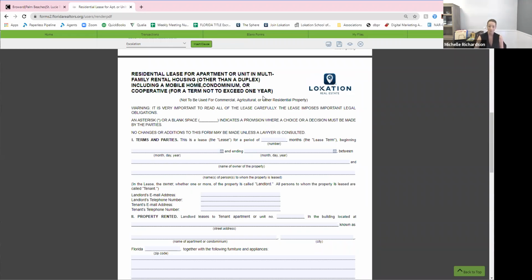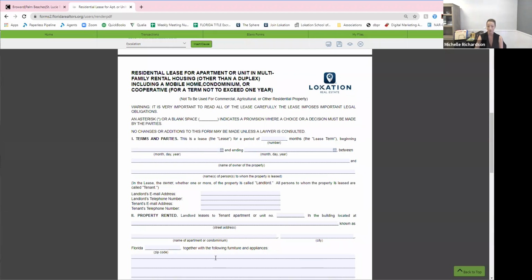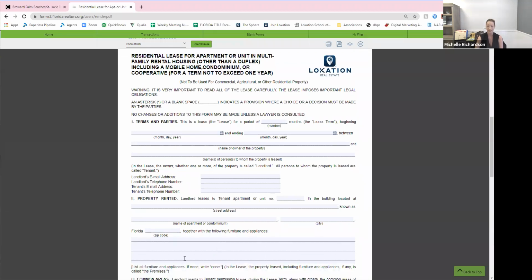So basically it says, read through it all. You have all the spaces that you can fill in. But right here, it states, no changes or additions to this form may be made unless a lawyer is consulted. So basically, you cannot cross off information and have somebody initial it. You cannot add anything into this lease. An attorney has to fill that information in or create additional clauses or anything like that.